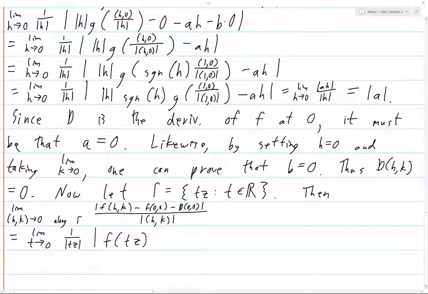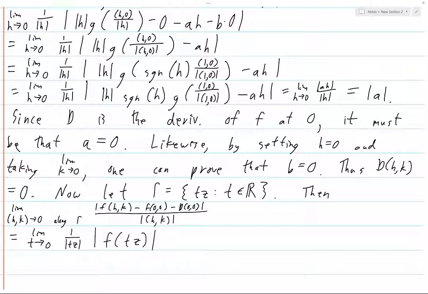And this makes sense because if we plug in tz, then we get points along this curve capital gamma, and we also know that if we take t to 0, then the value of tz goes to 0. So these two limits are exactly the same thing.